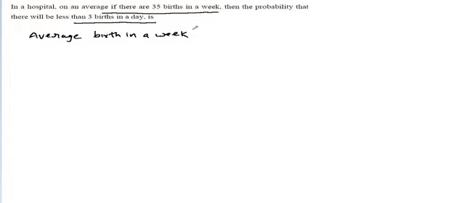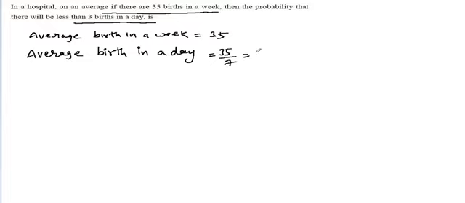In a hospital, on average there are 35 births in a week. Then the probability that there will be less than 3 births in a day is dash. Here the average birth in a week is given as 35. The average birth in a day is equal to 35 by 7, that is equal to 5. Here lambda is equal to 5.